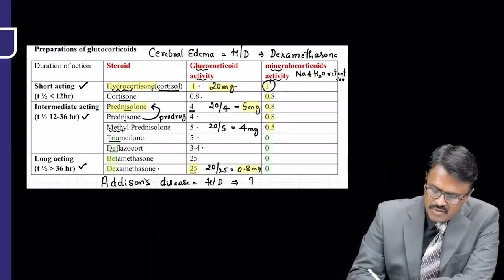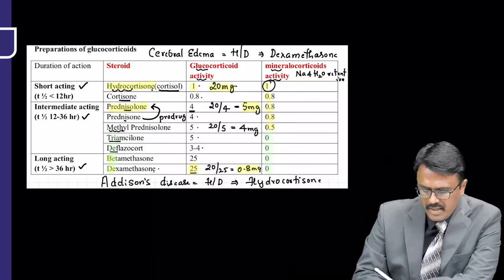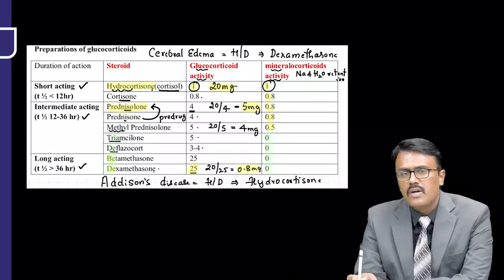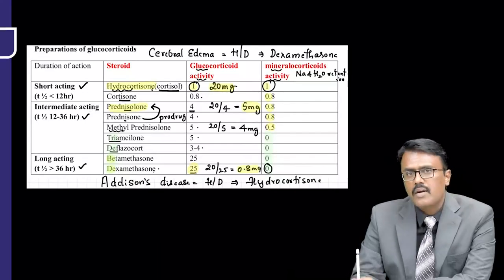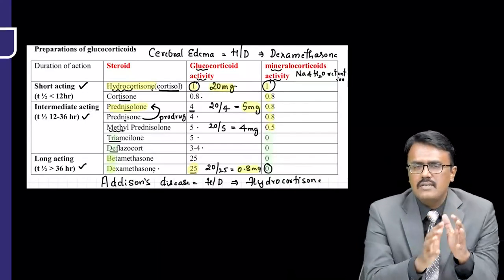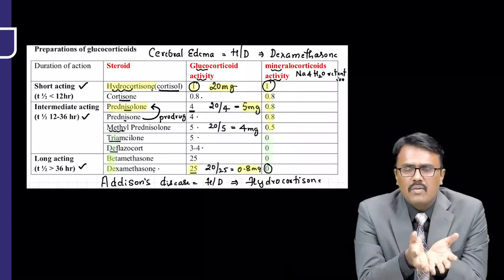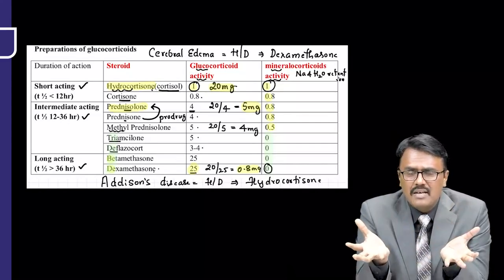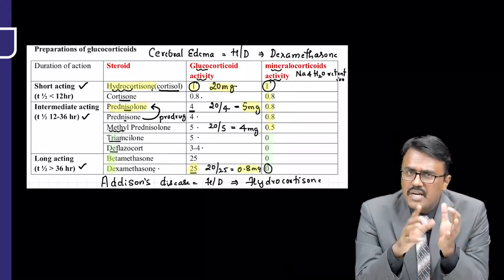Now, you will be choosing hydrocortisone in the management of Addison's disease. The reason is simple. Because hydrocortisone has both glucocorticoid and mineralocorticoid property 1:1. Dexamethasone doesn't have the mineralocorticoid property at all. What is Addison's disease? It is a condition where steroids are not produced from the adrenal gland. What are the steroids? The mineralocorticoid and glucocorticoid are not released. Then what is the treatment? Give hydrocortisone because it has both the properties. That is the reason.